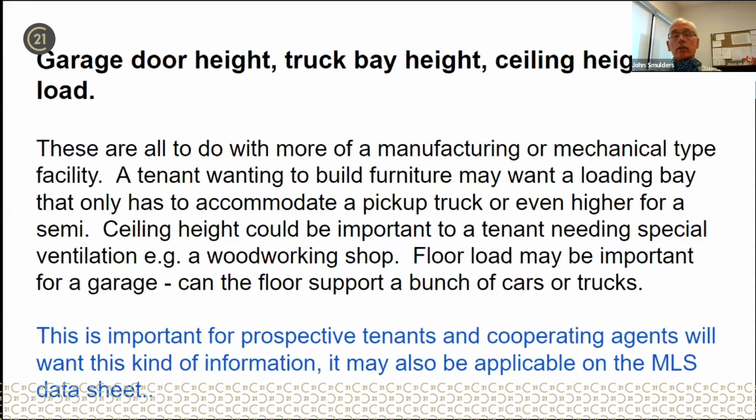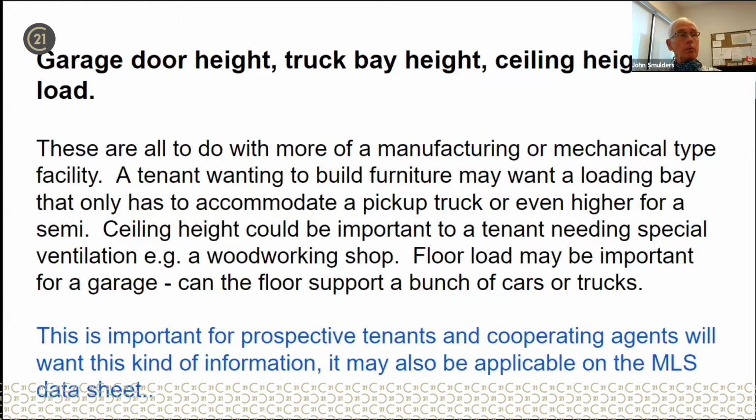Ceiling height could be very important as well. A 500 square foot space on the floor that has a 20-foot ceiling has a lot more space to store stuff than a 500 square foot floor that only has a 10-foot ceiling. Let's face it. So those kinds of things are really good to know.